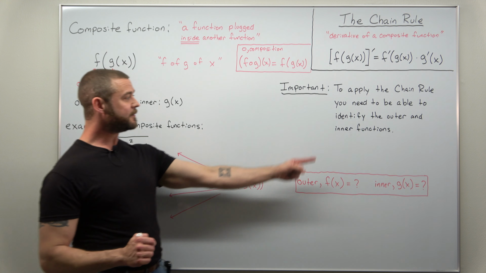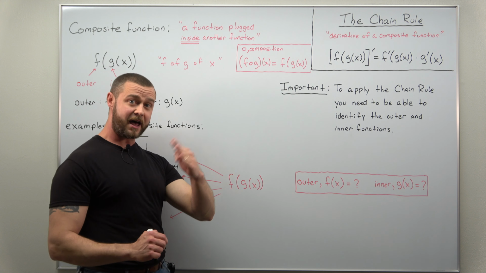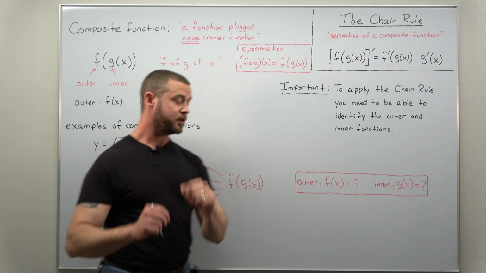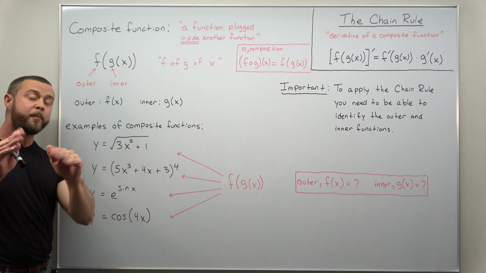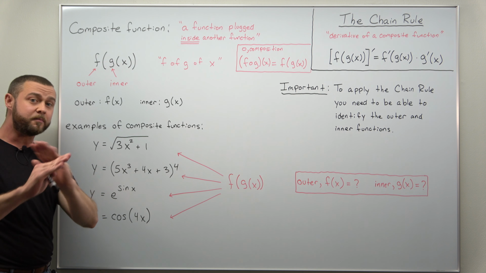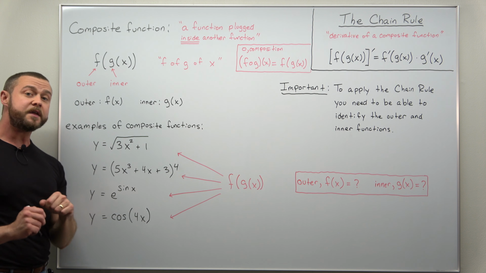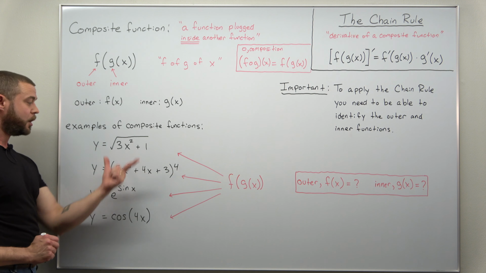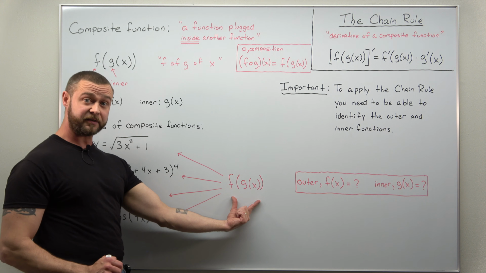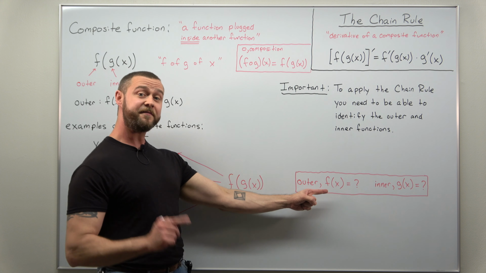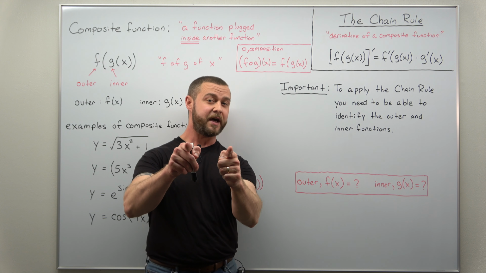And we want to be able to identify the outer and inner functions. In other words, we want to be able to identify f of x and g of x for one of our functions here. Now, some of you might be okay on that, but this is a great thing to make sure that you are completely solid on before moving on to some problems with the chain rule. So in the next part, we're just going to take a look at a bunch of functions and identify them as a composite function. In other words, for each function, we'll identify the outer function, f of x, and the inner function, g of x. Let's go ahead and get to that right now.